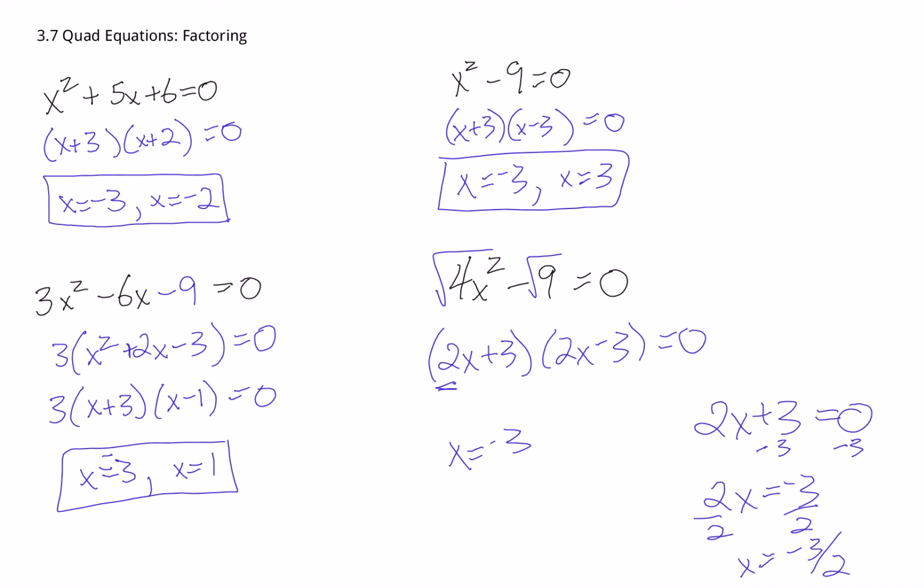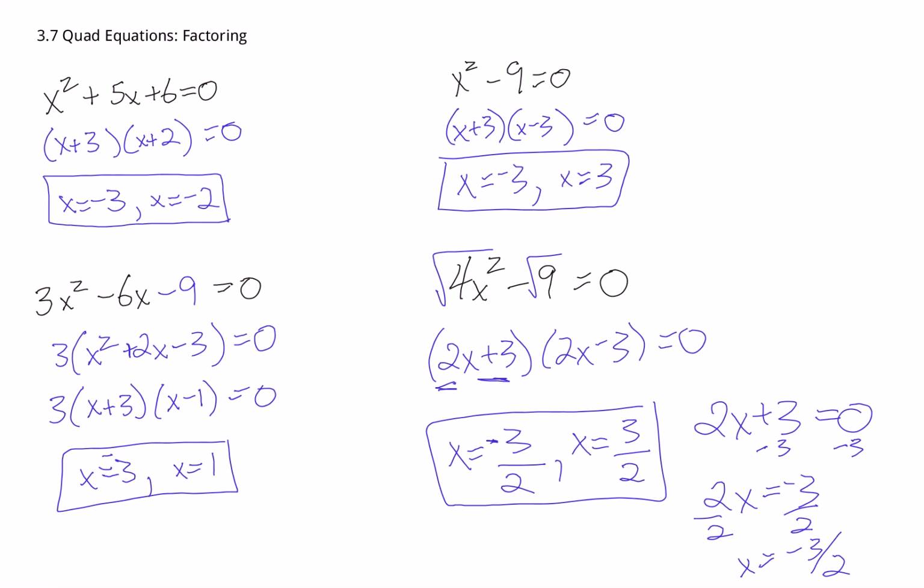What you have to do in all of these is always do the opposite. The opposite of positive 3 is negative 3, and then divide by that number in front, divide by the 2. And our second one would be the opposite of negative 3, which is positive 3, and divide by 2 again. So we're always dividing by that front number, even when that front number isn't there.